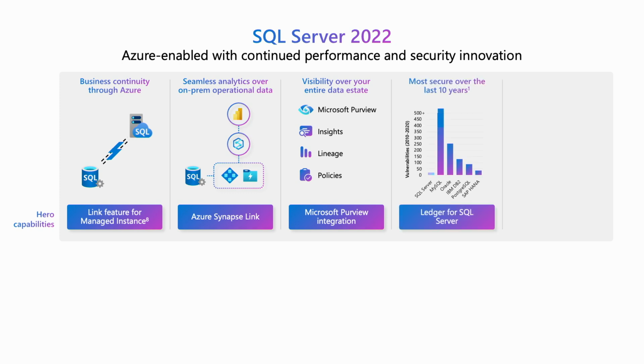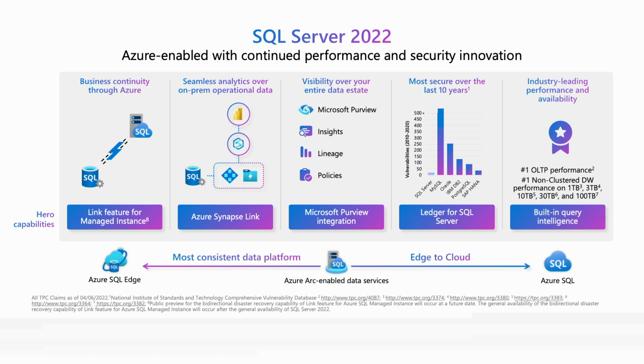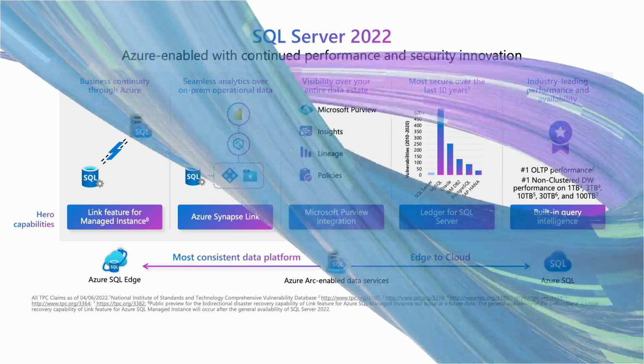We know that security is always critical for your data. So not only does SQL Server continue to be the least vulnerable database in the industry, it also brings innovative data protection capabilities like SQL Ledger, a blockchain inside the SQL Server engine. We also know we don't have an engine if we are not the best at performance and availability. While our record-breaking benchmarks prove we are the leader in price performance, we know we need to provide an engine that adapts to your workload, giving you faster performance with no code changes. That is what built-in query intelligence is all about.